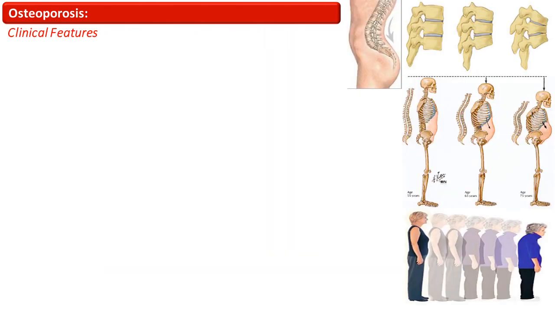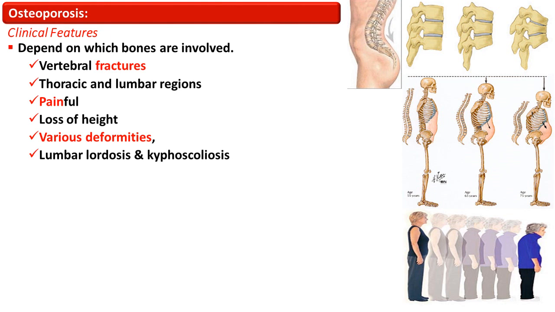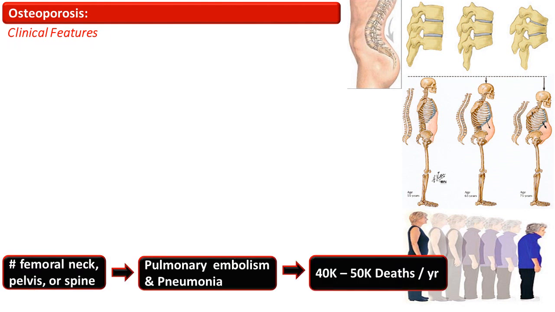As far as the clinical features are concerned, they depend on the bone which is involved, and these include vertebral fractures in the thoracic and lumbar region. These are painful, with loss of height and various deformities such as lumbar lordosis, scoliosis, kyphoscoliosis, etc. When there is fracture of the femoral neck, pelvis or spine, one of the complications is pulmonary embolism and pneumonia, and it is responsible for about 40 to 50,000 deaths per year in the USA.